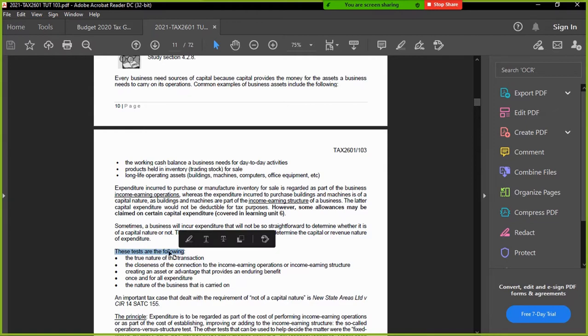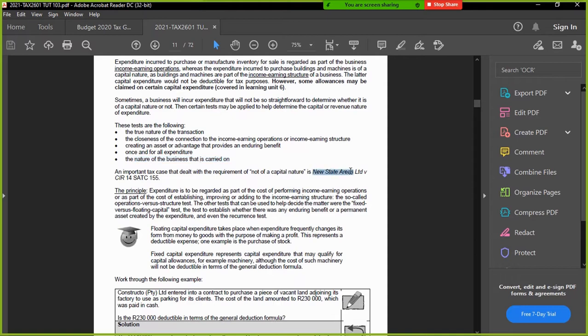Those tests relate to what we spoke about last week. Capital versus revenue. Except we're not looking at income, we're looking at deductions. With deductions: nature of the transaction, closeness or connection to the income earning operations. Enduring benefit is there, but looking at creating an asset or advantage that provides an enduring benefit, then something will be capital. Once and for all expenditure, and the nature of the business that is carried on.